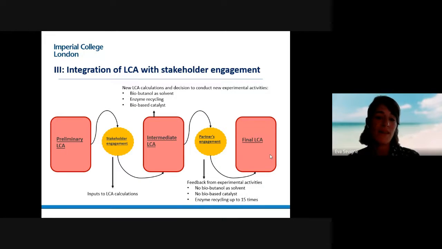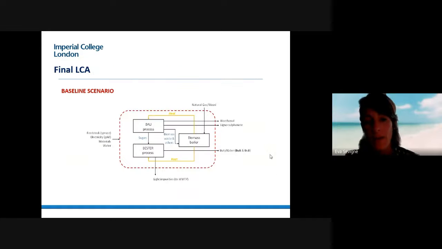So here is the roadmap of how we have co-designed the LCA with the stakeholder engagement. We started with a preliminary LCA. We have some stakeholder inputs. We present this to partners. We decided to test new experimental activities. The outputs of these experimental activities have finally been included into the LCA. And now I'm going to explain the results of the final LCA based on the stakeholder inputs and also on the final inputs from the partners.